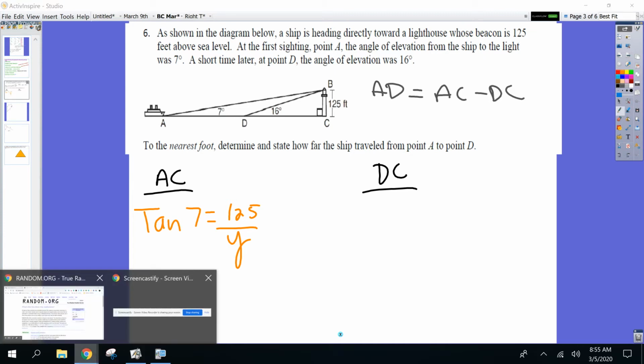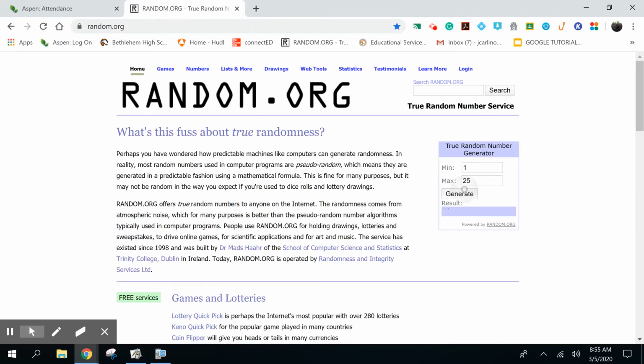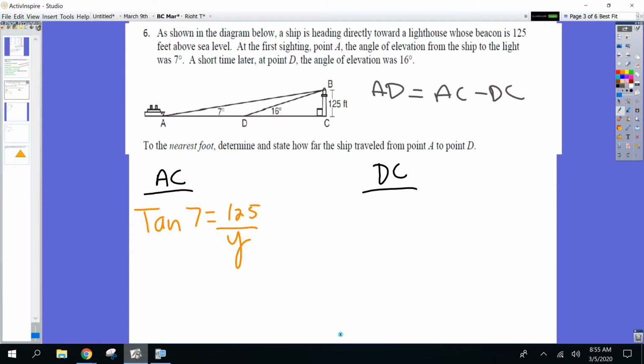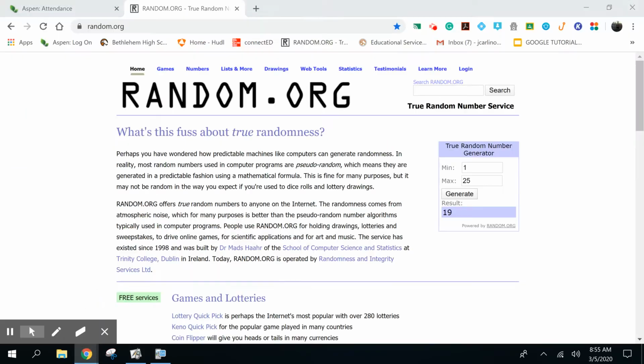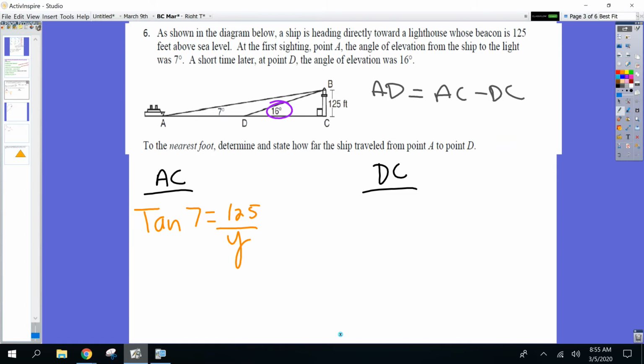What angle do I know in triangle DBC there? 19. What angle do I know? 16. Here you go, 19 again. What's the DC in that one compared to the 16? That's adjacent. How about the 125? All right, so I'm going to use, once again, tangent. But now I'm going to use tangent of 16 equals 125, and I'll call this one Z.